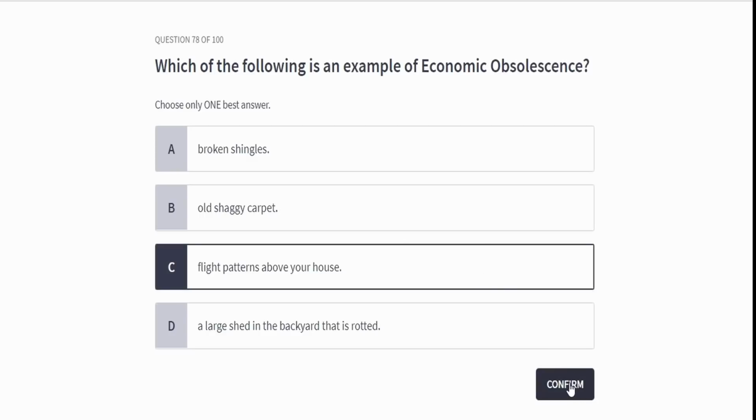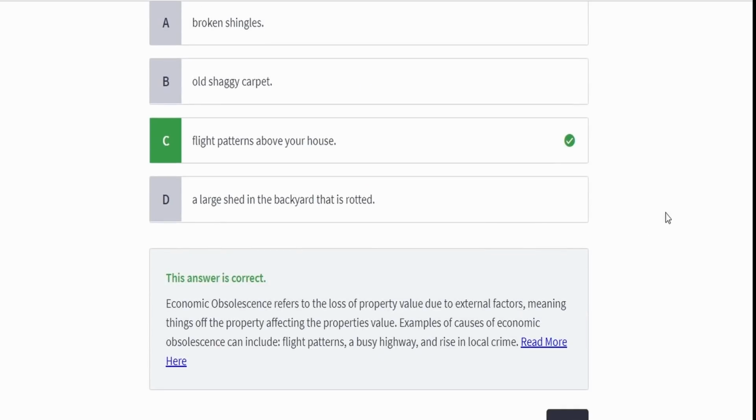So the correct answer here is C. It's flight patterns above your house. Remember, guys, this is external factors, meaning things off the property affecting its value. You can't do anything about flight patterns above your house. You can't grow a tree that is a million miles up there to prevent people from flying over your house. You can't do it.